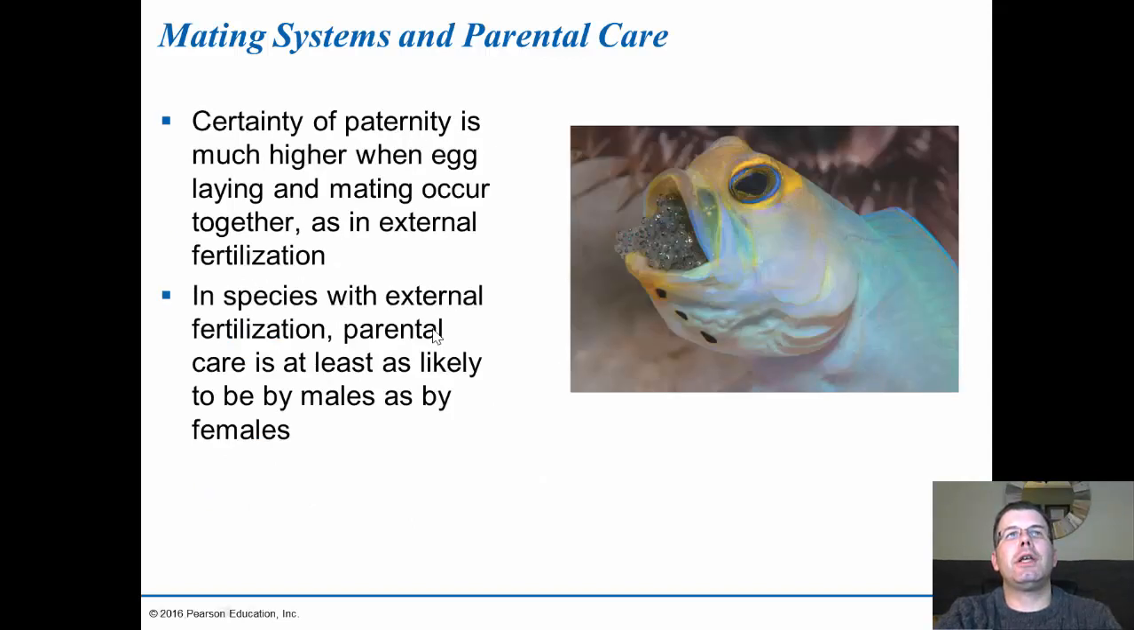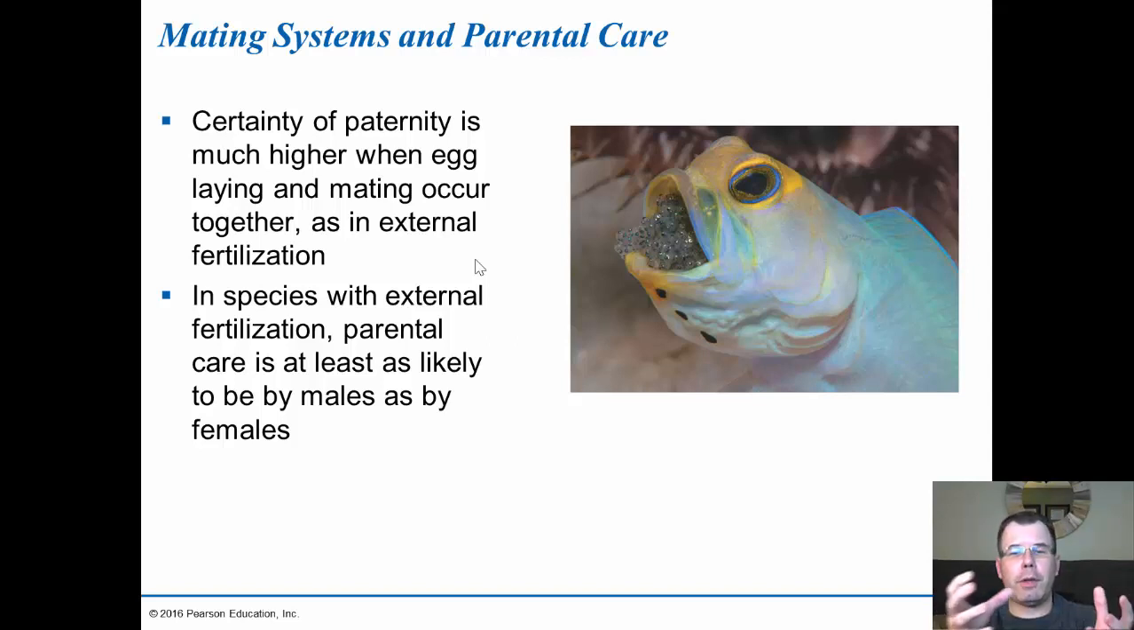Now, the certainty of paternity is much higher when egg laying and mating occur together as an external fertilization, because typically the male and the female both release sperm and egg at the same time. And so because of that, externally, they both will bind right away. So the idea that the male and female will have the same genes is more likely because they release the eggs and sperm at the same time. Internally, a lot of times the sperm has to get to the egg, and so there's time in between copulation and actual fertilization where that could come into question. And so, like I said, we see that even in humans.